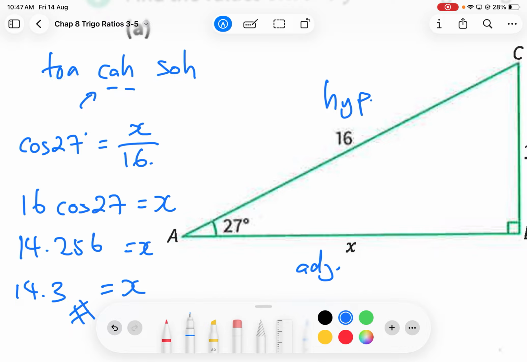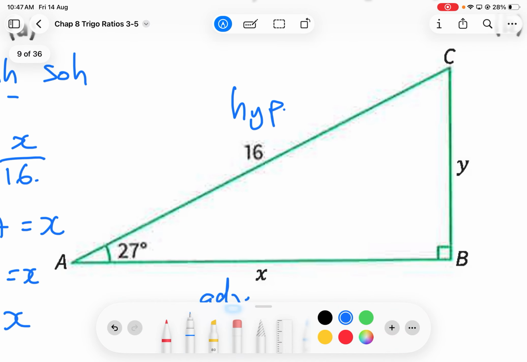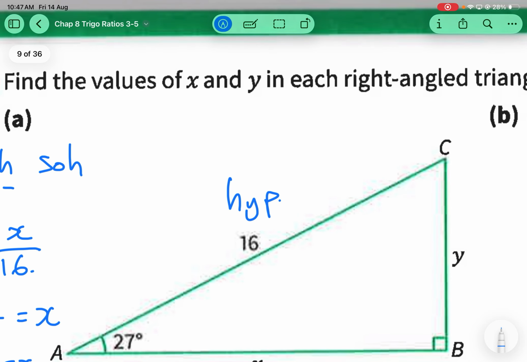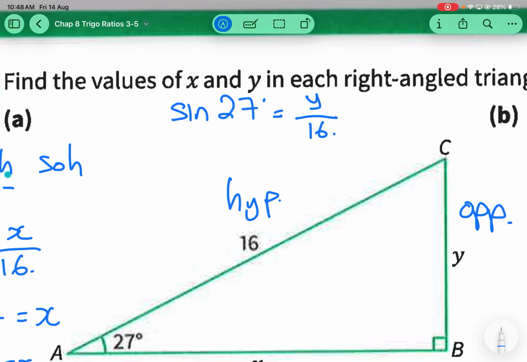Okay? If now I want to find y instead, I don't care about x, I focus on my y. Again, I want to use what I know, the angle and the hypotenuse, 16. I want to find my y. Now my y, the naming is opposite. So if I want to use hypotenuse, I want to use the angle to find opposite, OH. I write down the equation, sine 27 equals O over H.